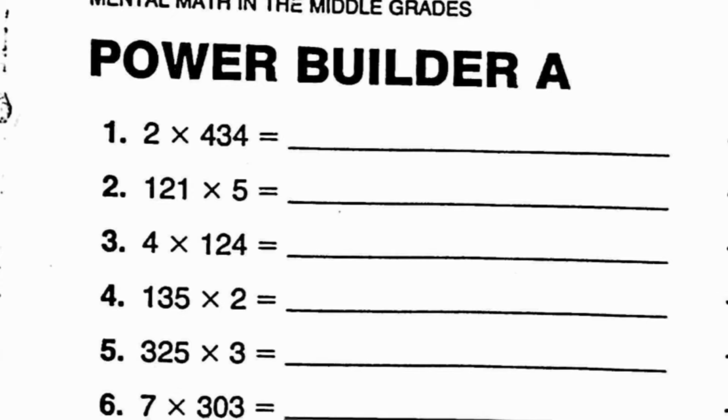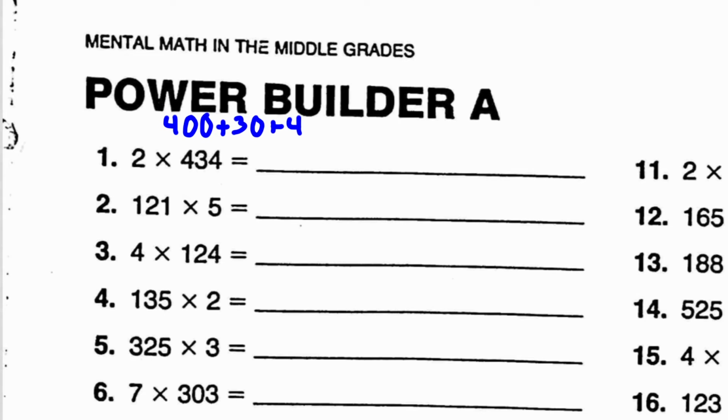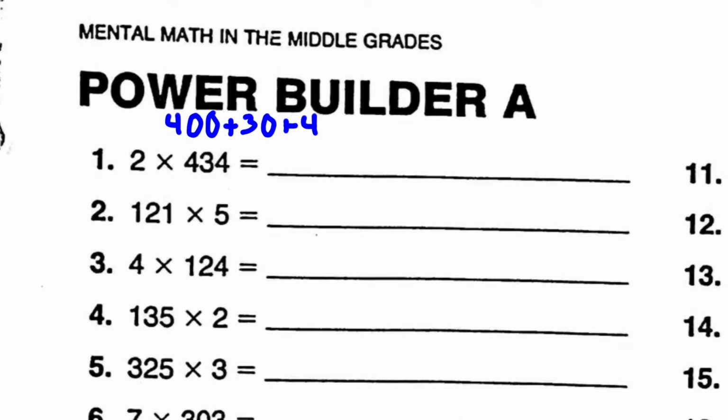So what I would do in number 1 is I would break up 434 into 400 plus 30 plus 4. And then I would multiply the 2 by each of the parts. And I would write those down in the space provided. Just because it's mental math does not mean I don't want you showing your work. I want you showing your work.